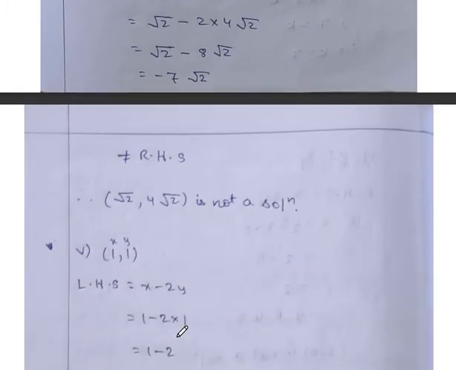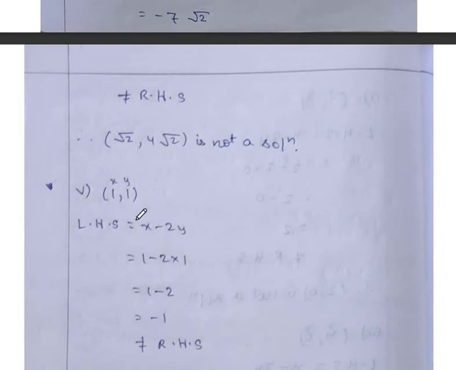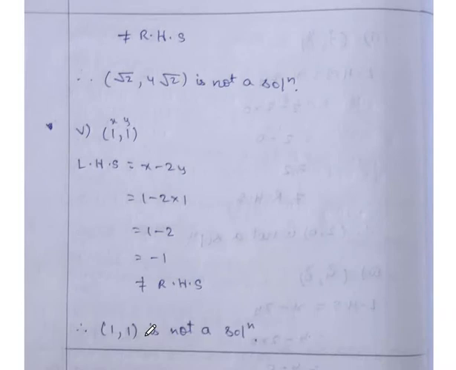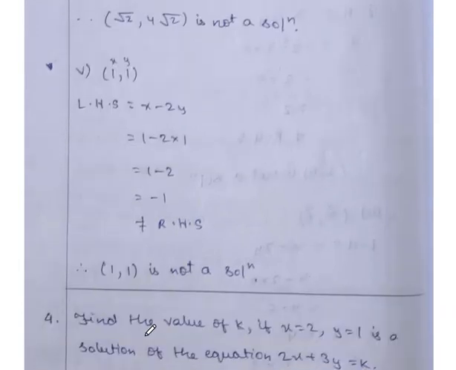Now the fifth one. x is 1, y is 1, (1, 1). Left side, x minus 2y. In place of x you put 1 minus 2 into 1. 1 minus 2 is minus 1. This also is not matching with the right side. So (1, 1) is also not a solution. Question number 3 is completed.